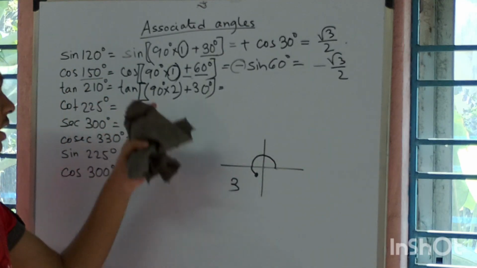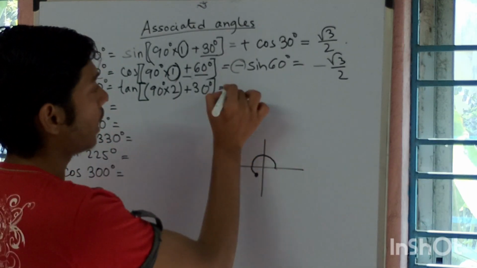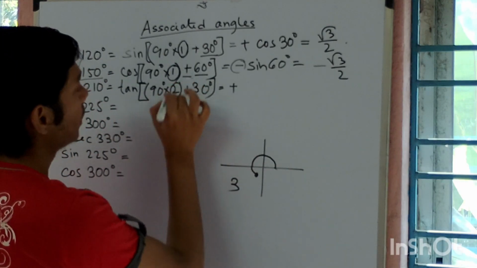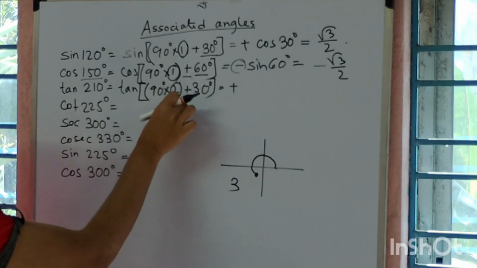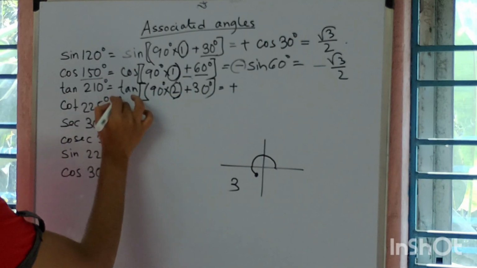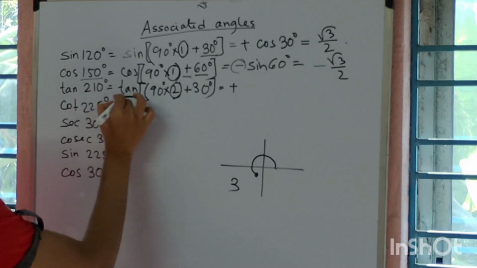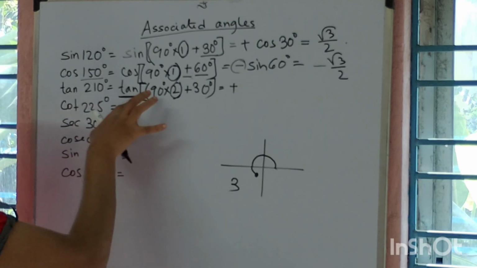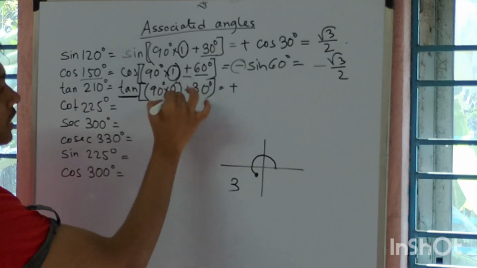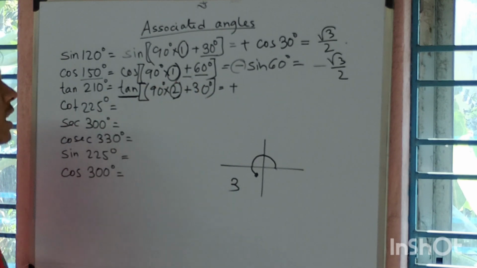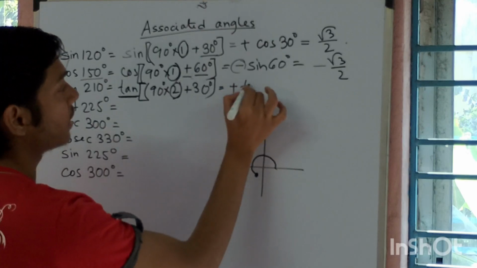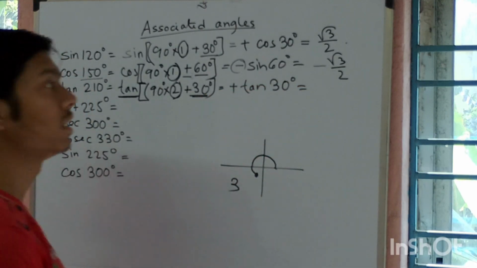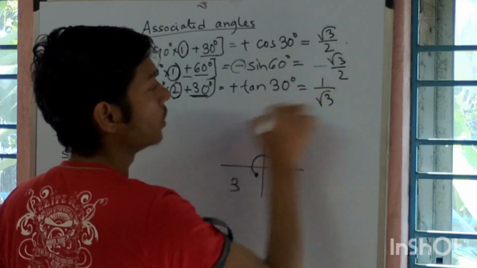So in the third quadrant, tan is positive. Fine. So I will write a plus sign. Okay. Now this is 2, which is an even integer. If 90 degree is multiplied with an even integer, then the trigonometric function, that is tan, will remain unchanged. It means tan will remain tan, cos will remain cos. So I will write tan of 30 degree. What is the value of tan 30 degree? Tan 30 degree means 1 by root 3.